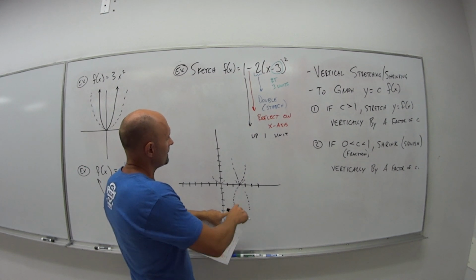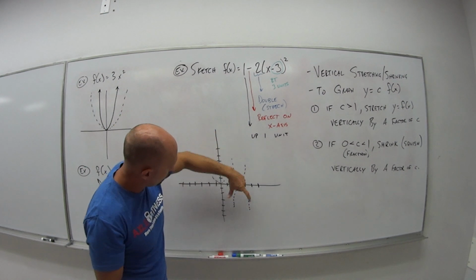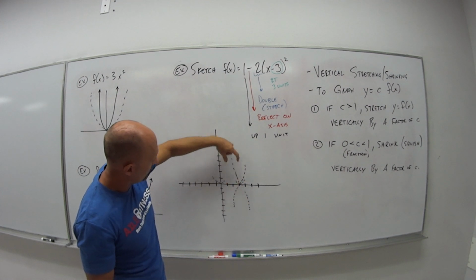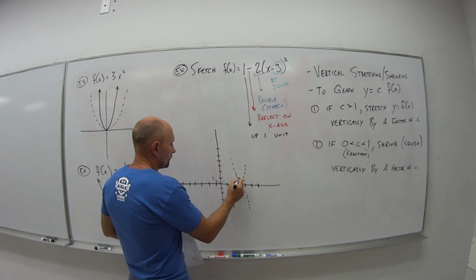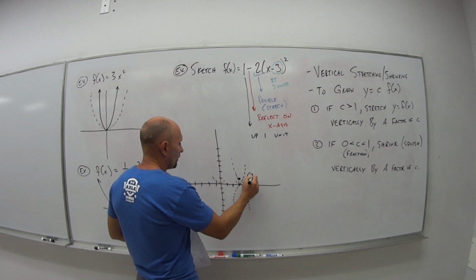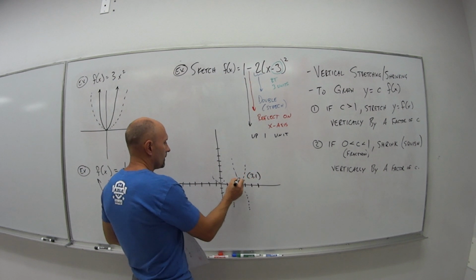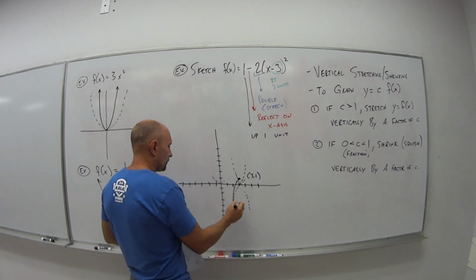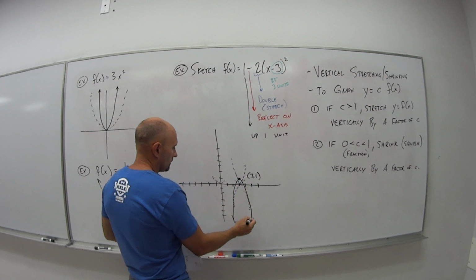And then lastly, I move up 1 unit. So I have a parabola that's pointing downward. I have to slide its vertex up 1 unit. So that puts me right here, which is at what point? 3, 1. And then it's a skinny parabola from that point.